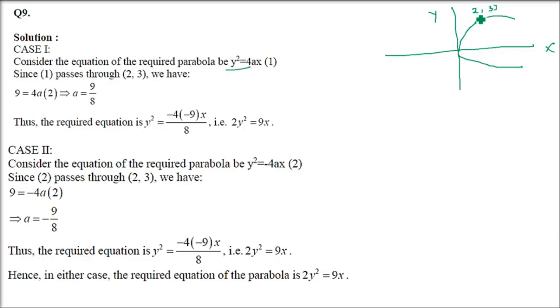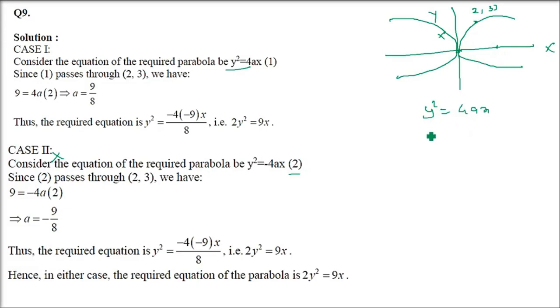Either you try case 1 or case 2. You just need to understand the concept. The concept is, it can be y square equals 4ax, it can be y square equals minus 4ax. But can you imagine that y square equals minus 4ax is passing through 2, 3? Will it be passing? No, never. So this case 2 will not arise. I hope you got the idea. Only y square equals 4ax is passing through 2, 3, so it has to be on this side.